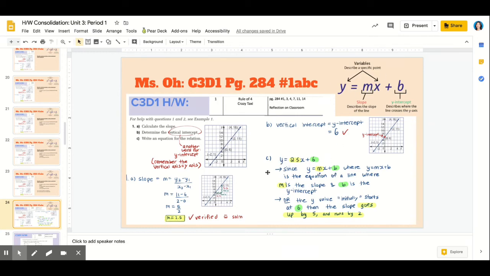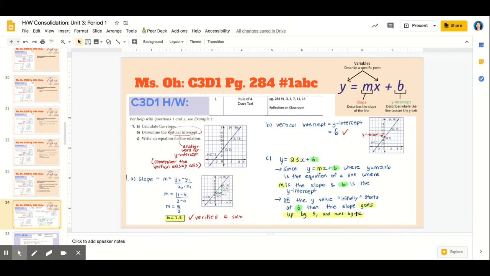So my 2.5 goes here for the x and then plus 6. And then because we have that pizza example in our head, we could be thinking about it out loud as, well, I'm paying $6 for the pizza and I'm paying $2.50 for every topping. But right now I'm talking about it very algebraically. And so I would say, since y equals mx plus b is the equation of a line, where m is the slope and b is the y-intercept, or the y value initially starts at 6, then the slope goes up by 5 and runs by 2.